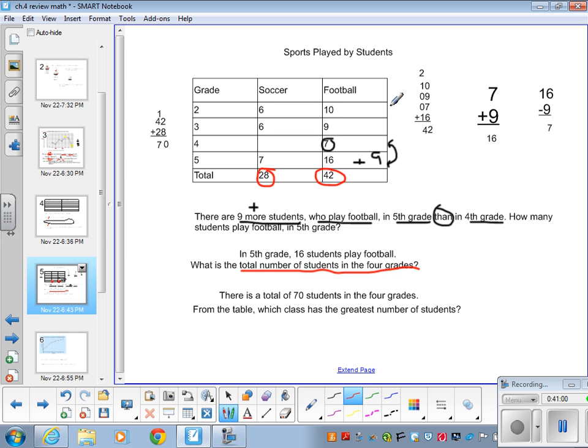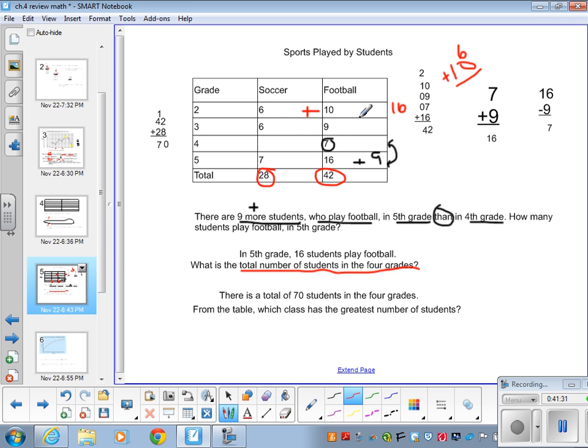I want you to add 6 and 10, and pause the video, and once you add 6 plus 10, unpause it and see if you get the same answer as me. Alright, 6 plus 10 is 16.